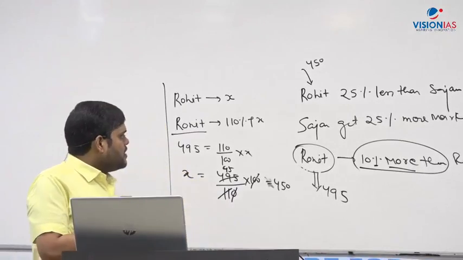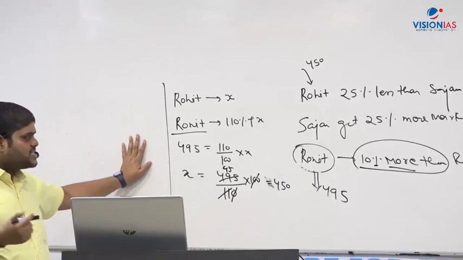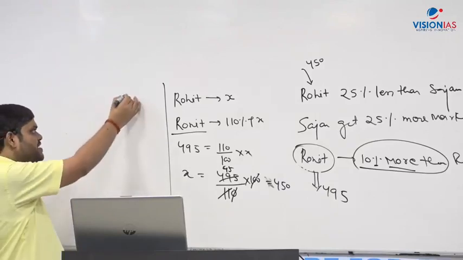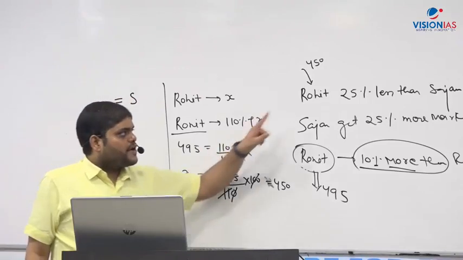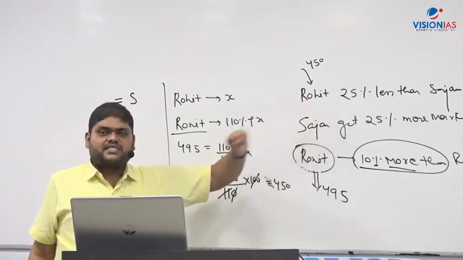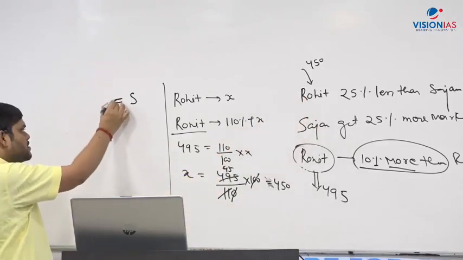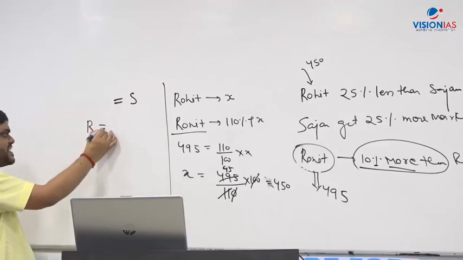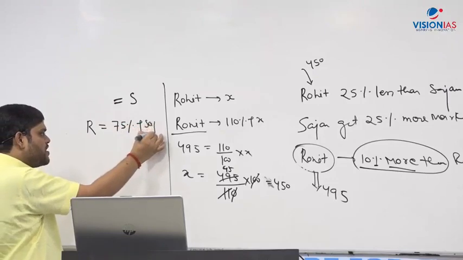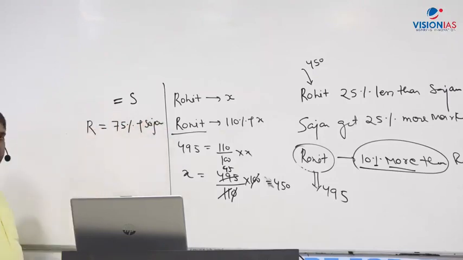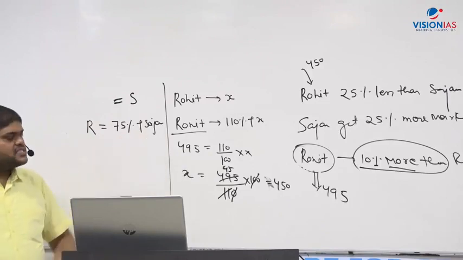Okay. What is the sentence? Rohit is getting 25% less than Sajan. So if Sajan's marks are S, what are Rohit's marks? Rohit's marks will be 25% less than Sajan's. That means I can say that Rohit's marks are 75% of Sajan's marks.